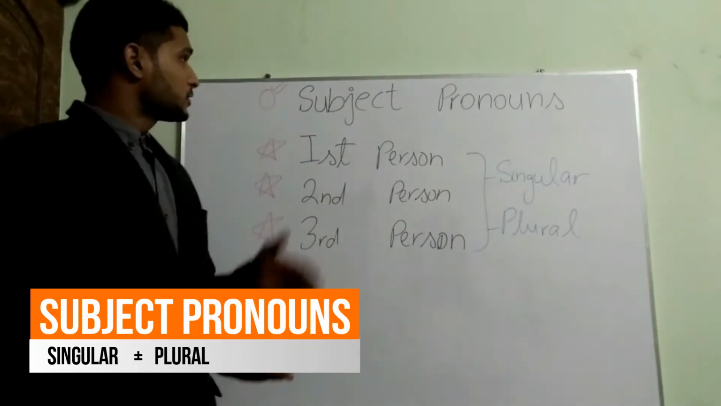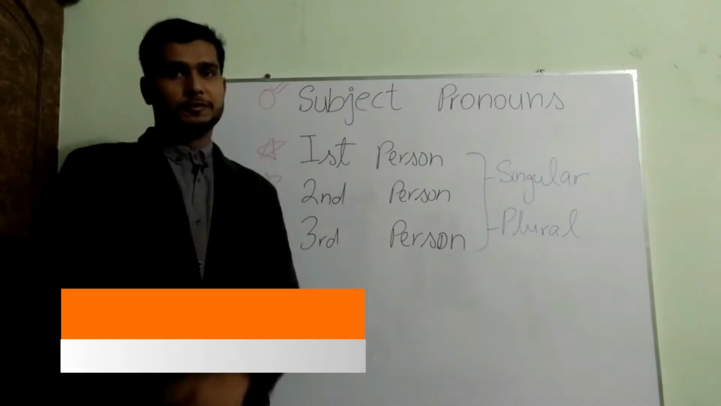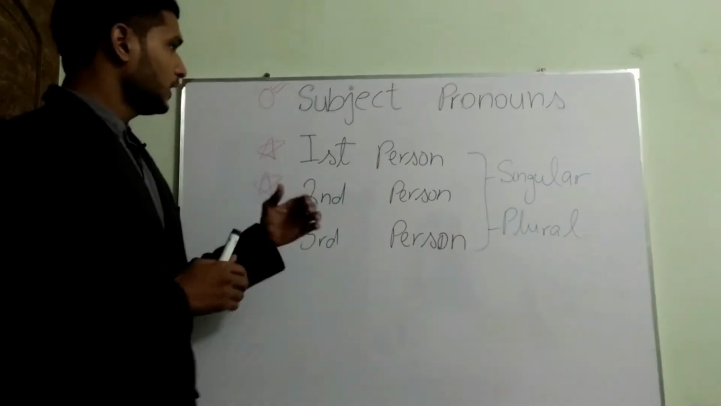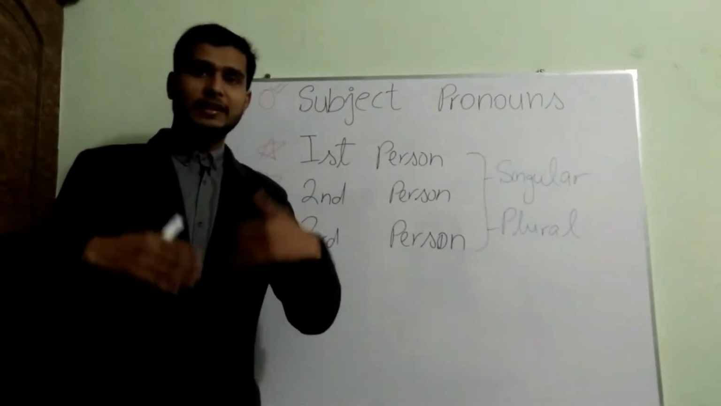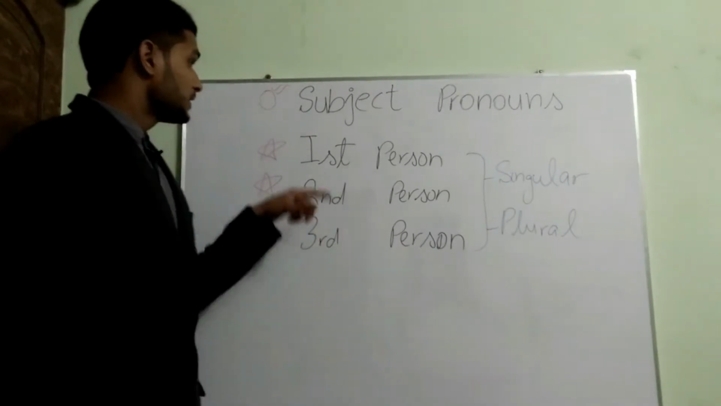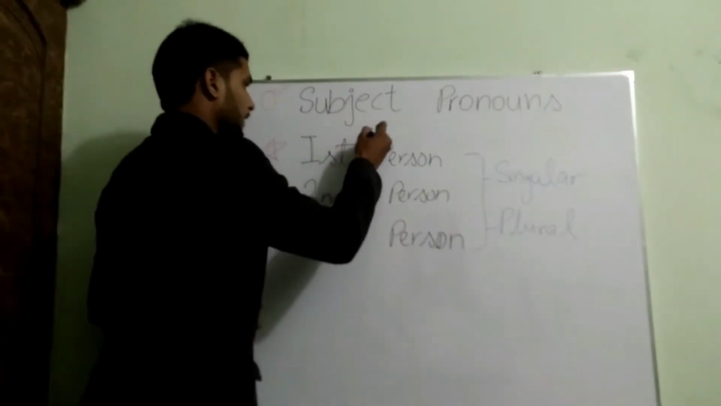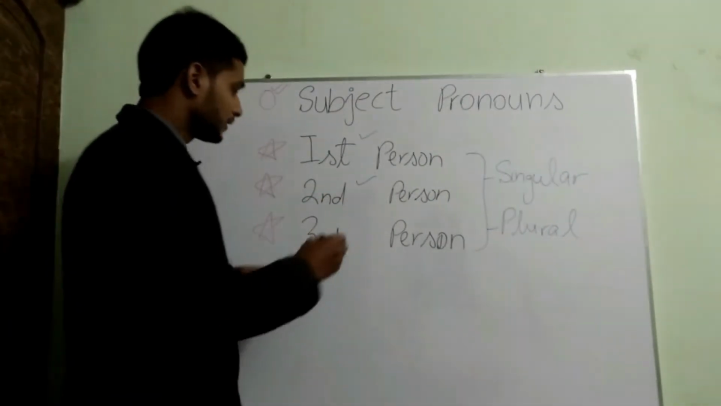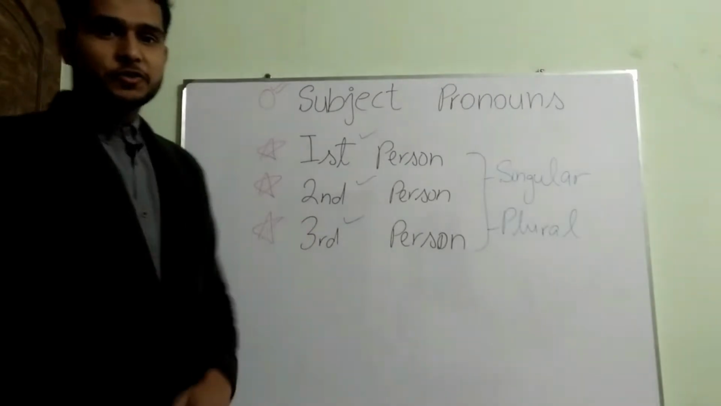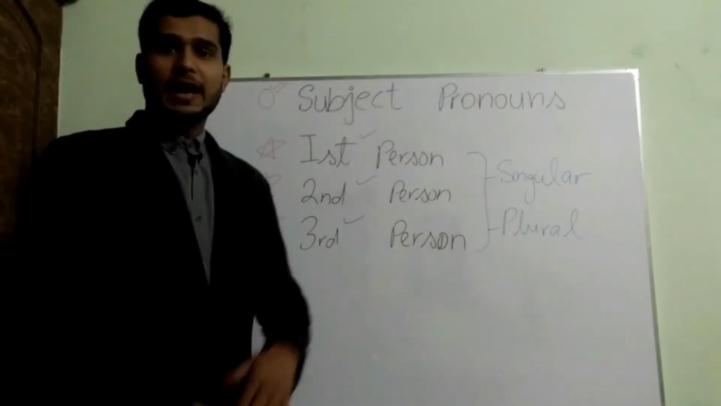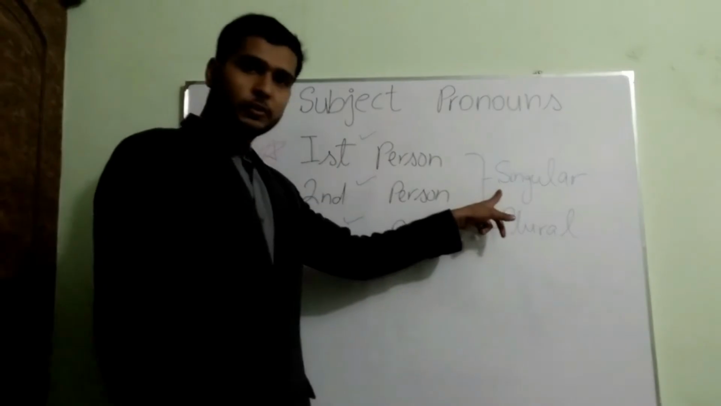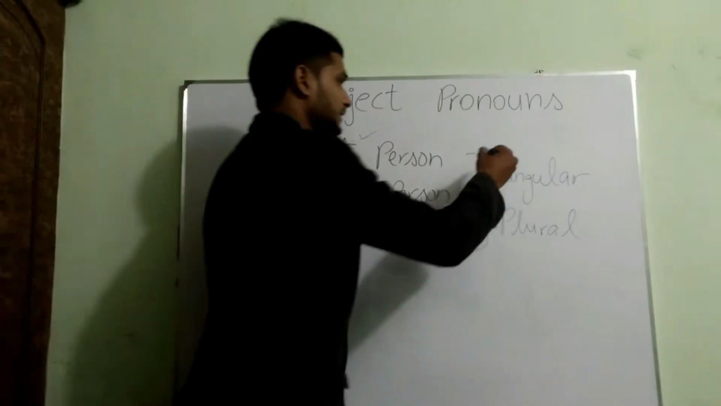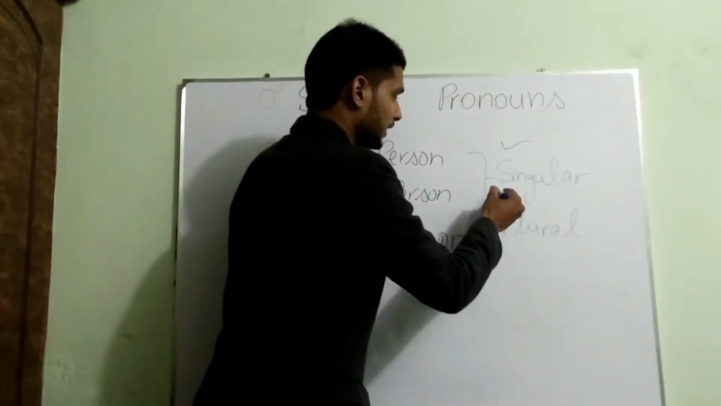So guys, first of all we will see the subject pronouns. These are very important building blocks. The subject pronouns are further divided into three: the first one is first person, the second is second person, and the third is third person. These three persons have two types: singular and plural. First we will see the singular, and then the plural.